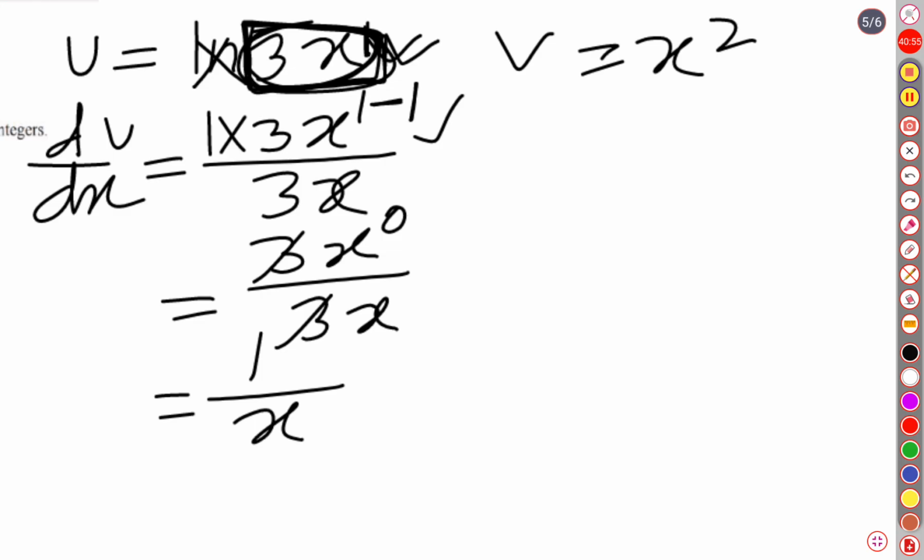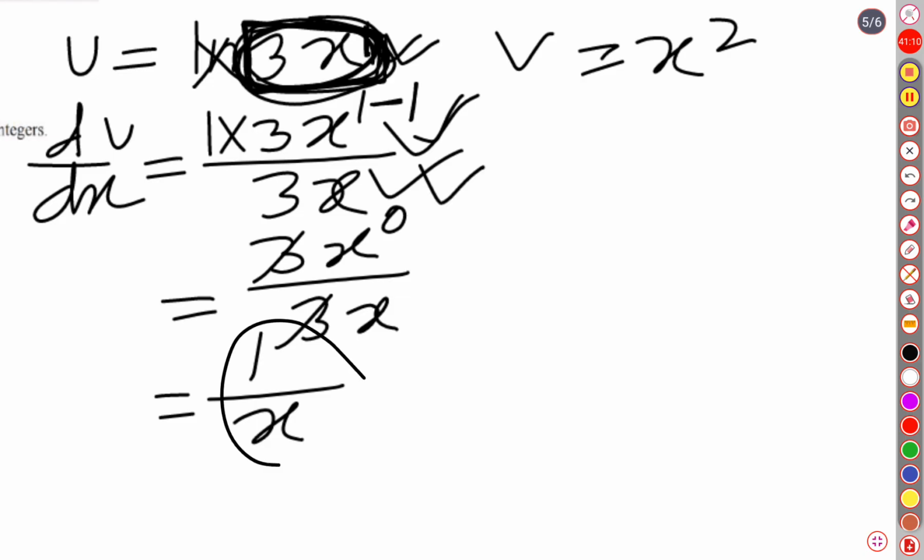So how to do this? Once again, I am explaining it briefly: only the inner function will be differentiated, then the function itself will be written as the denominator. After doing so, we have got 1 over x.